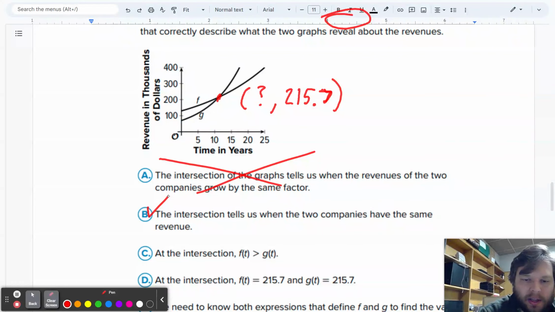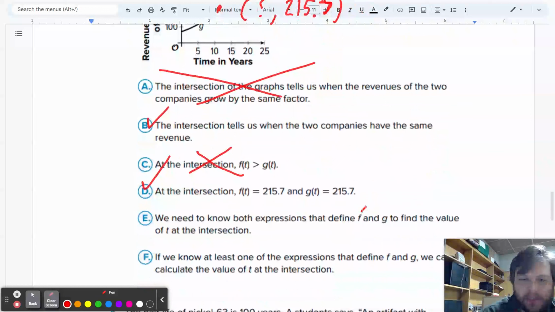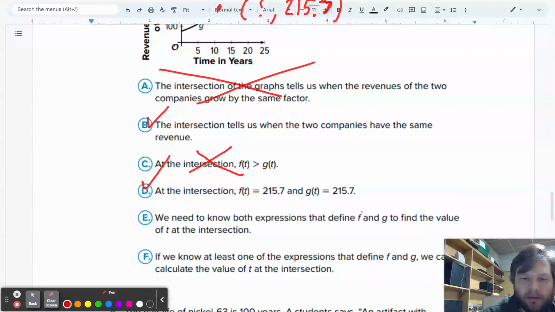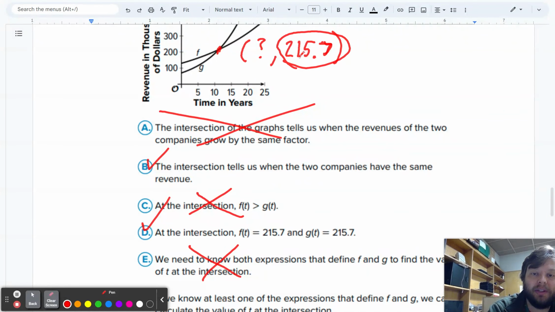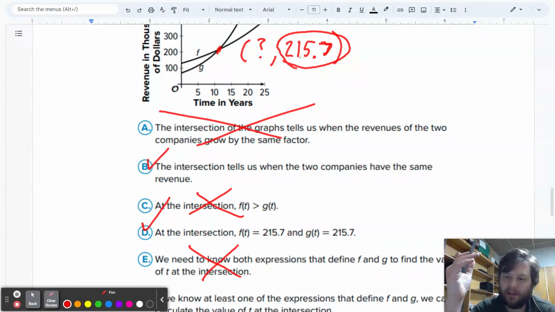That is correct. At the intersection, F is greater than T. Nope. They are equal at the intersection. At the intersection, they both equal 215.7. That's what it means to intersect. We need to know both expressions to find the value of T at the intersection. That is not quite correct. Not quite. All we really need is one of the expressions. If we have one expression, we can set it equal to 215.7, and we can solve it. And because we already know the other piece of information, that they're equal at that point, knowing one expression is good enough. It's kind of a tricky question, honestly.